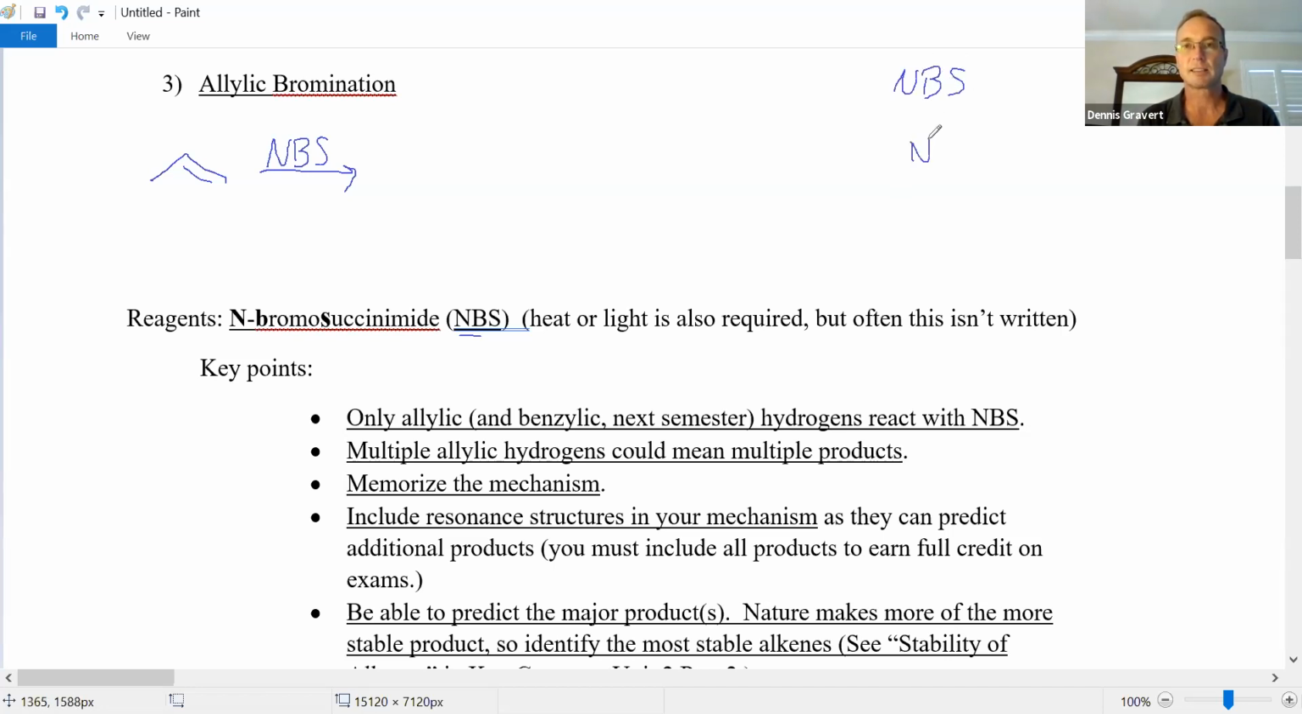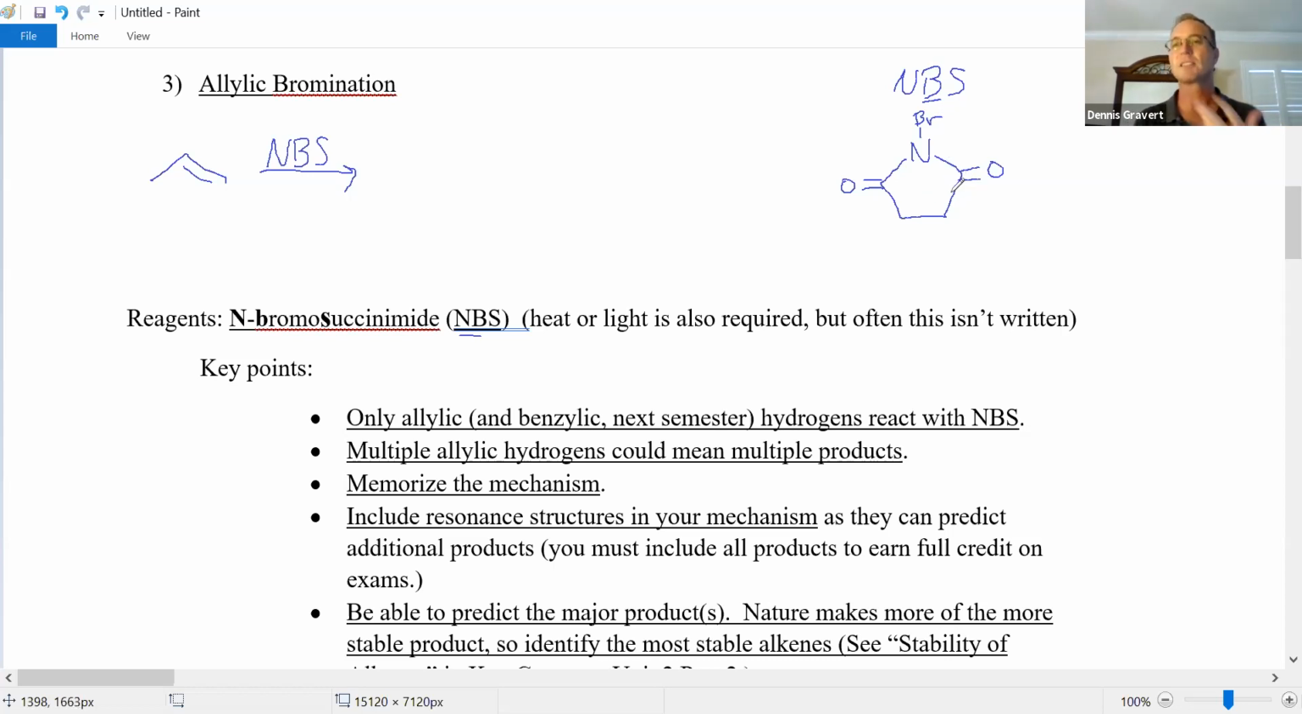NBS looks like this. It's got a nitrogen and 4 carbons in a ring, and there's a double-bonded O on either side of that nitrogen. Nitrogen makes 3 bonds, right? Remember the quick memory aid, HONC, honk the horn of your car: 1, 2, 3, 4. Nitrogen makes 3 bonds, so where's its third bond? It's to a bromine. That's a bit unusual, a nitrogen-bromine bond.